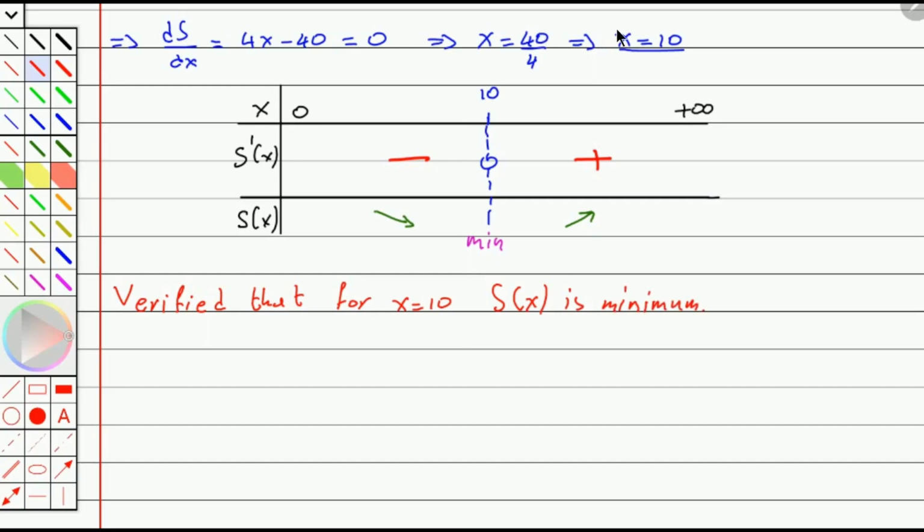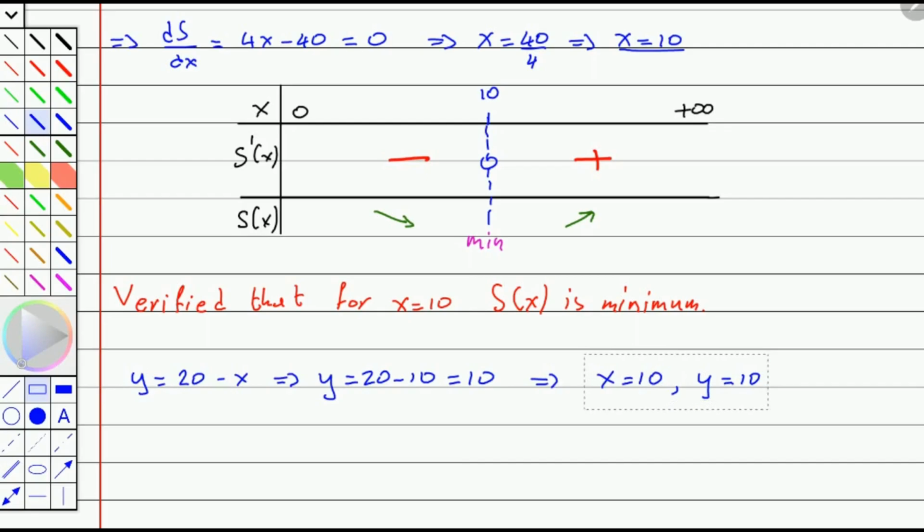All we have to do now is find y, and the problem is done. So we are going to use the substitution. Y equals 20 minus x, so y equals 20 minus 10 equals 10. So the two numbers are x equals 10 and y equals 10. And we have finished and solved the problem.